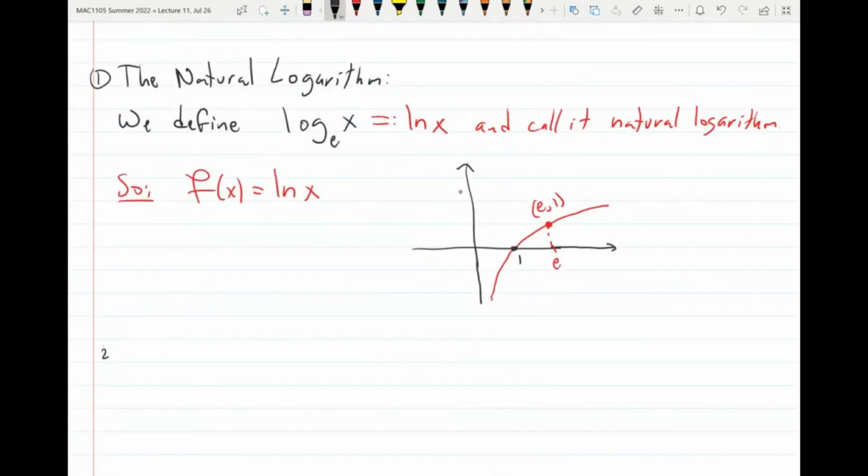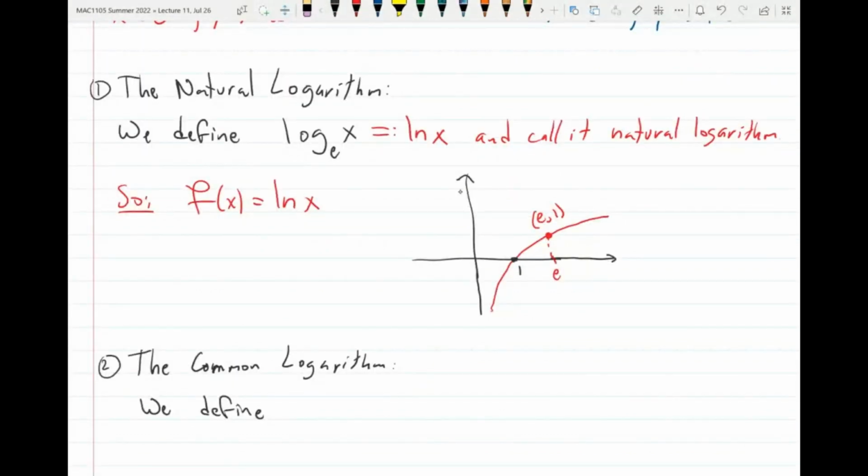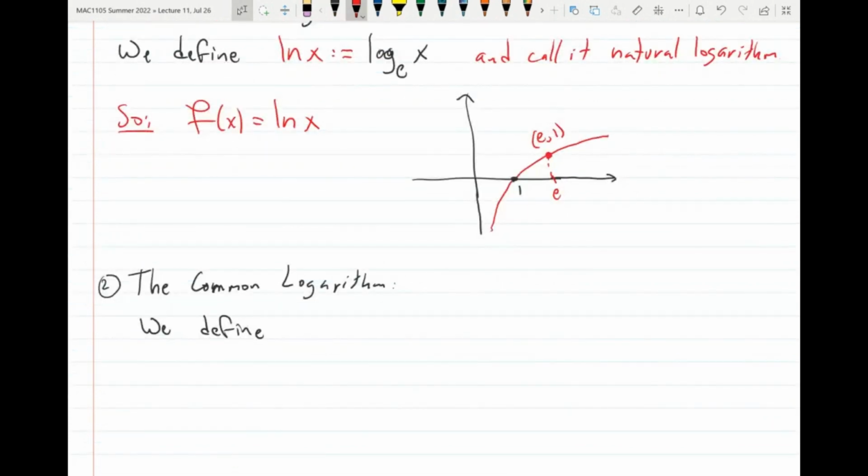Okay, and number 2, we have the common logarithm. And we define, I should probably write this backwards. So let me write it the other way around. So ln of x is defined as log base e of x. And then we define log of x without writing anything as log base 10 of x. In math, typically, when we write the equal sign and I'm defining something, then we put the 2 dots in here. These 2 dots mean the definition of this is this. So these guys are equal by definition.